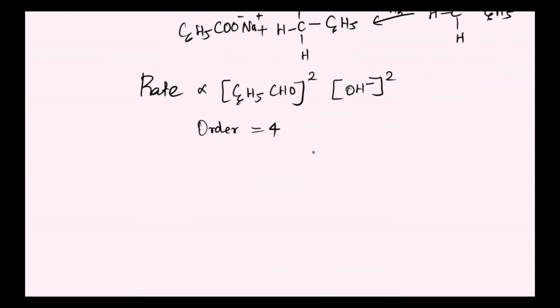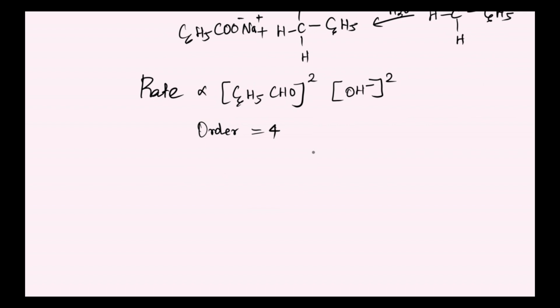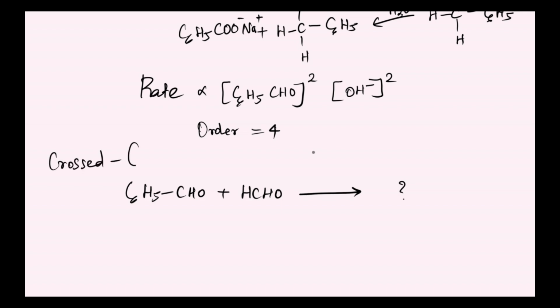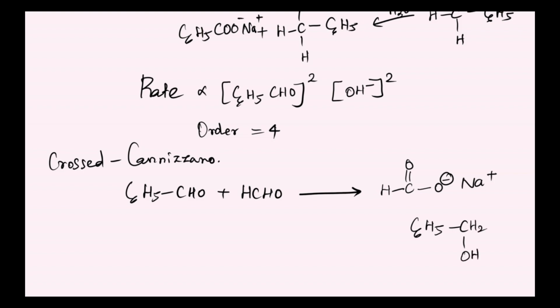Okay. Similarly, if you are taking different aldehydes which are not having any alpha hydrogens, for example, C6H5CHO plus HCHO, that will give you the Cannizzaro reaction product, and this reaction is crossed Cannizzaro reaction. Here I can give you the product, don't worry. Only I am asking you to give me the crossed aldol condensation product. Here the products are HCOO minus Na plus and C6H5CH2OH.